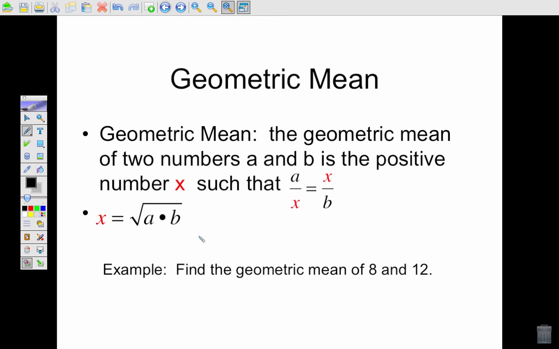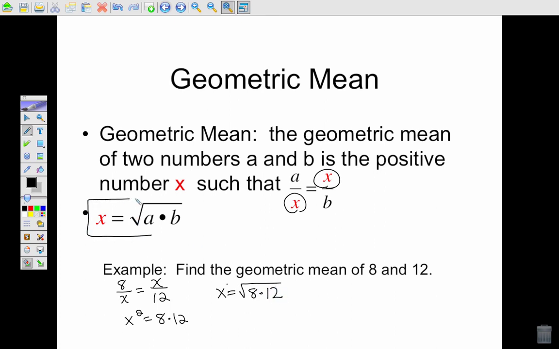Geometric mean of two numbers is set up, first of all, in a proportion such that A over X equals X over B, with X being the geometric mean. We can find X by taking the square root of the product of the other two numbers. Okay, so if we're going to find the geometric mean of 8 and 12, we have this idea, 8 over X equals X over 12. So X squared, just cross multiplying, equals 8 times 12. X squared, or X equals the square root of 8 times 12.